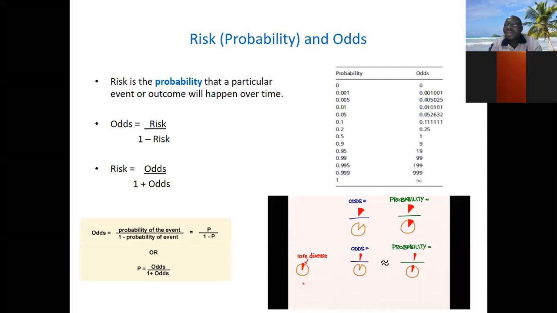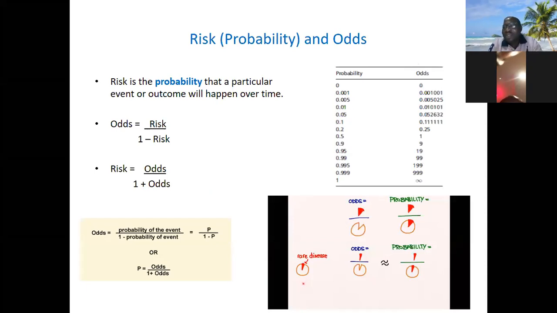Now, let's quickly understand the meaning of risk, because you hear the words relative risk, odds ratio. You should also know that relative risk can be called relative odds, and even odds ratio can be called relative risk. Odds ratio can be called relative odds, and relative risk can be called risk ratio. So risk is the probability that a particular event or outcome will happen over time.